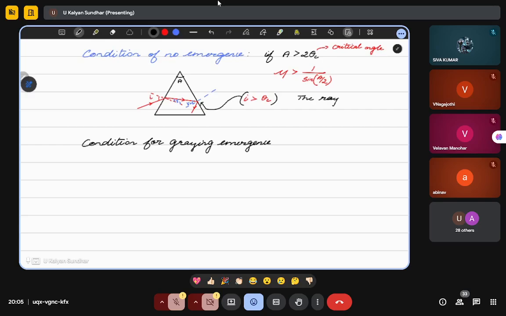The ray reflects back to the prism here.